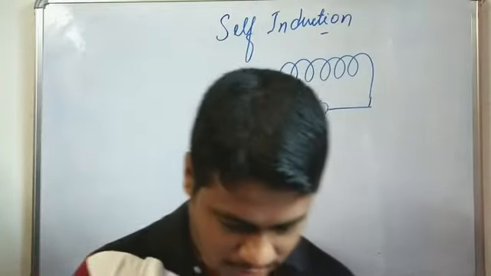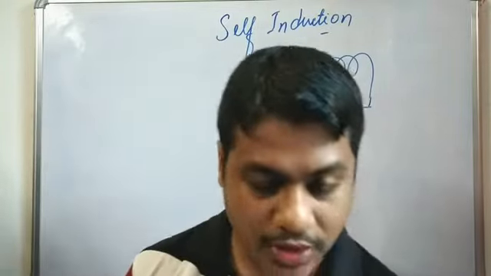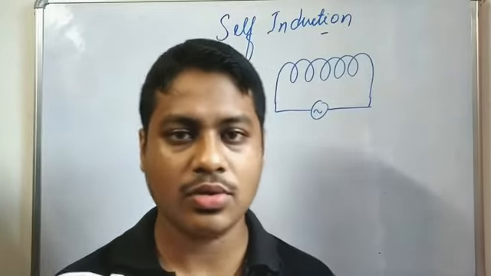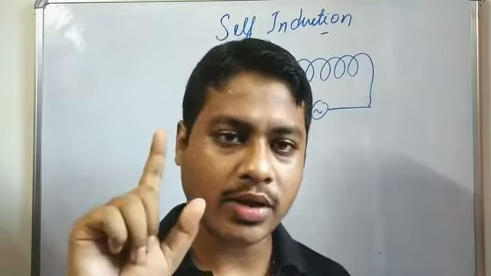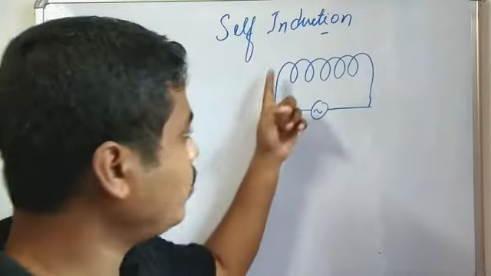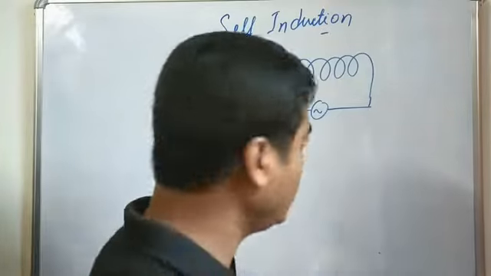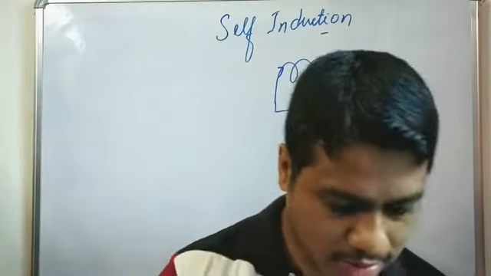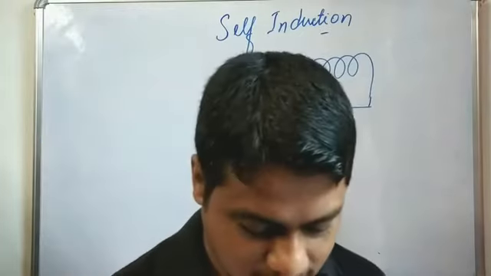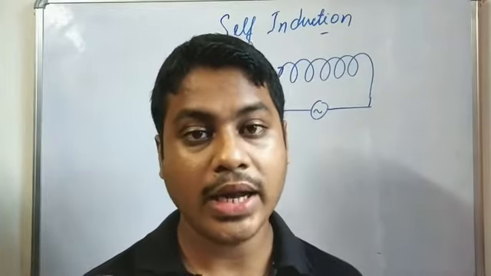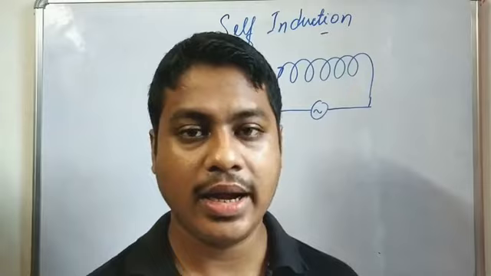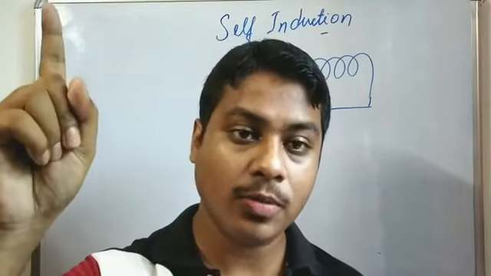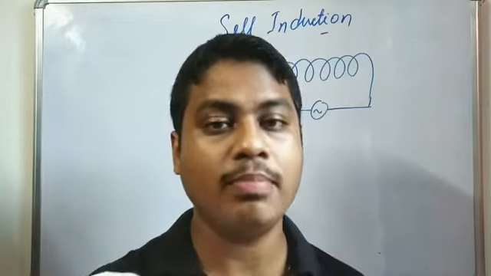The inductor, when we switch on the battery or the AC source or DC source, any source that we connect, as soon as you switch it on, the current will be flowing through this inductor. This inductor has a certain property that when the current flows through it, it does not allow the current to reach the peak value as soon as you switch on the battery.